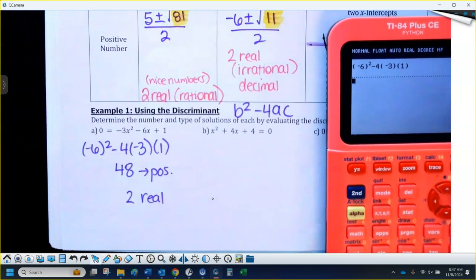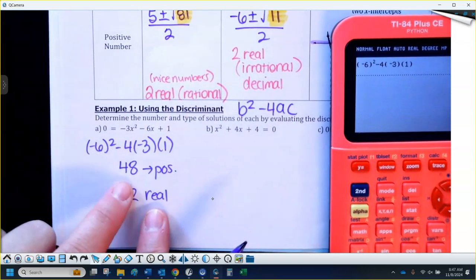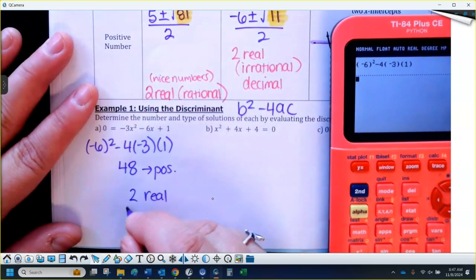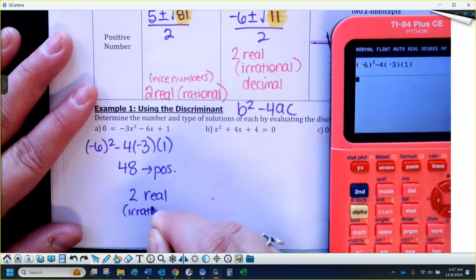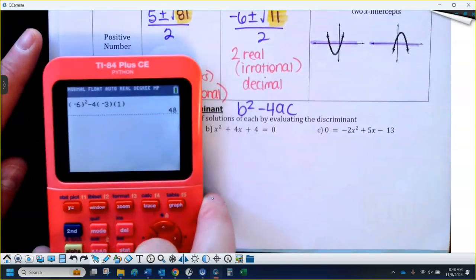Really what I was talking to you guys about in terms of splitting up the positive solutions is really more useful for what we're going to do on the back. You don't have to say that they're rational or irrational, but this would be 2 real. In this case, that's not a perfect square, so they would be irrational solutions if you want to write that. I just really need you to be able to tell me it'll be 2 real solutions. They're not going to be nice numbers for that particular graph.